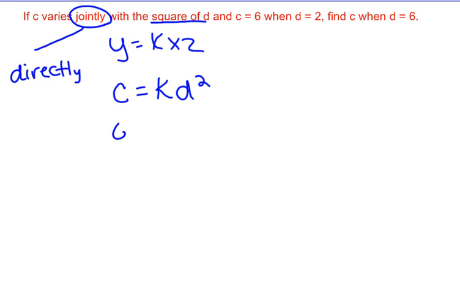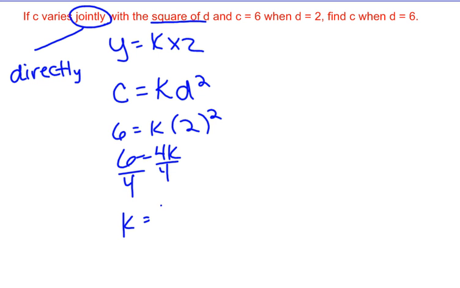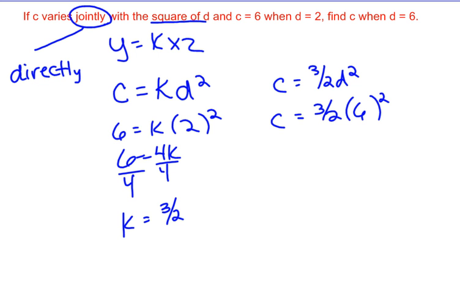So when I substitute, I'd have 6 equals k times 2 squared, so 6 equals 4k, and I end up with my slope being 3 halves. So my equation is c equals 3 halves d squared, and then I go ahead and substitute that d they give me in there of 6. 6 squared is 36, 36 times 3 halves would be 54, and that would be my answer.